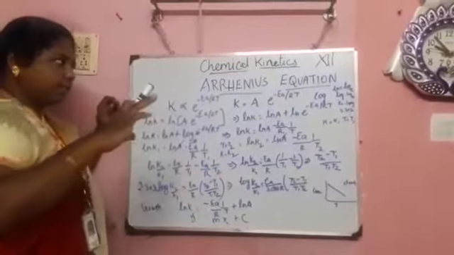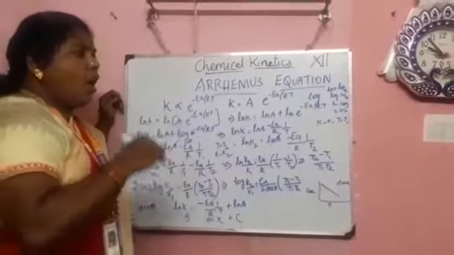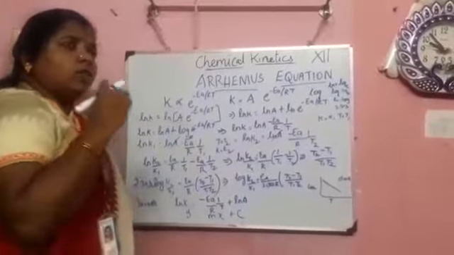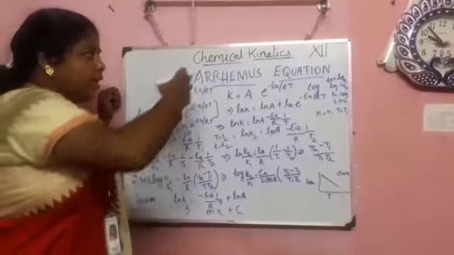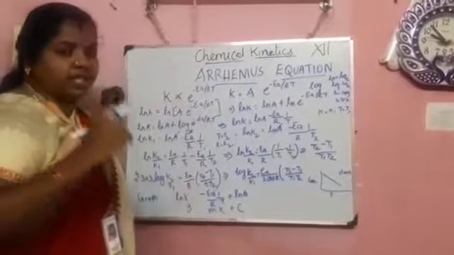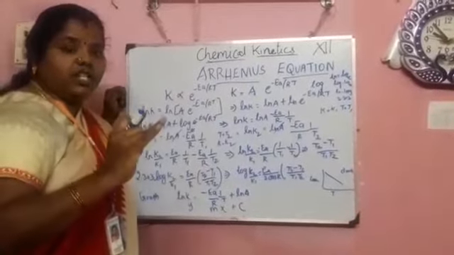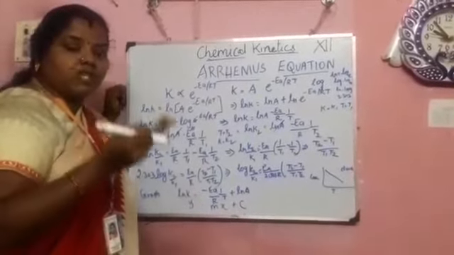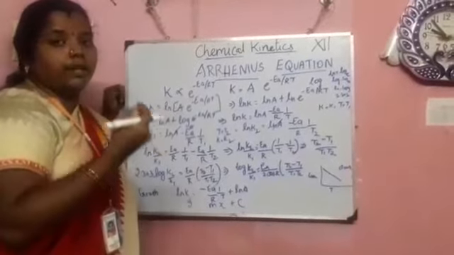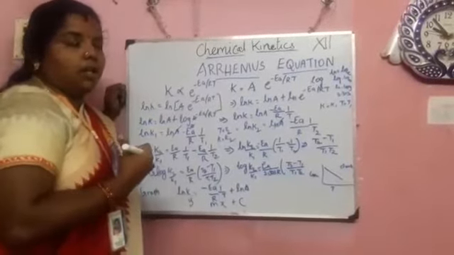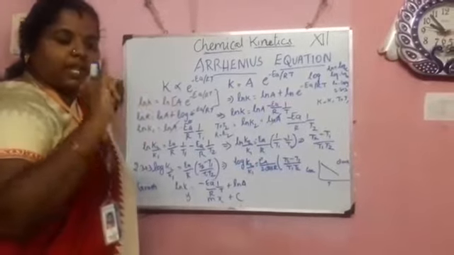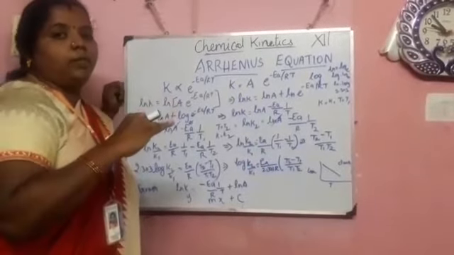In this chemical kinetics, all three parts are important. The important questions I told you: the Arrhenius equation, collision theory, the problems based on first order, zero order as well as pseudo order, and the differences between rate law and rate constant, and between order and molecularity.